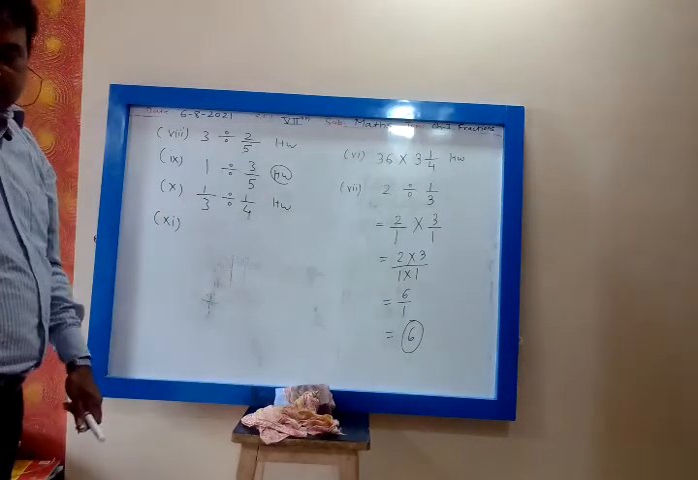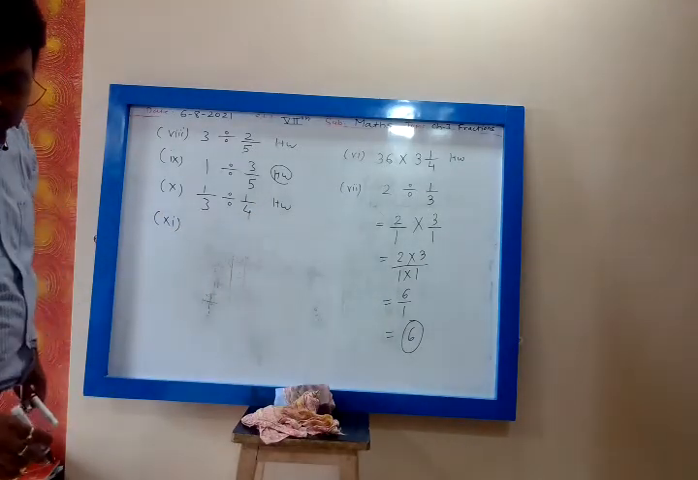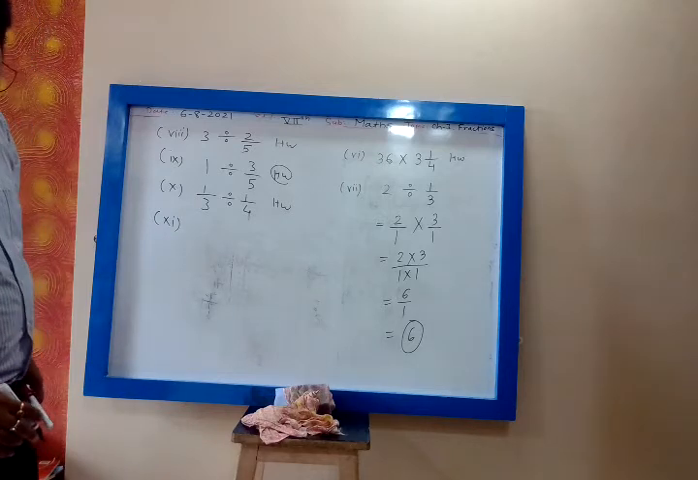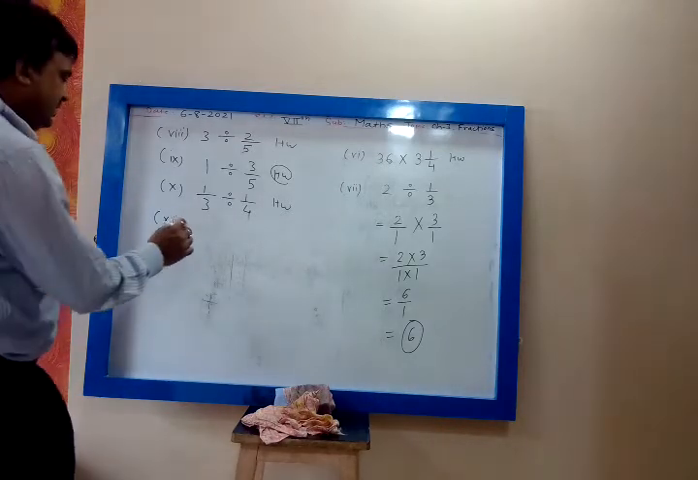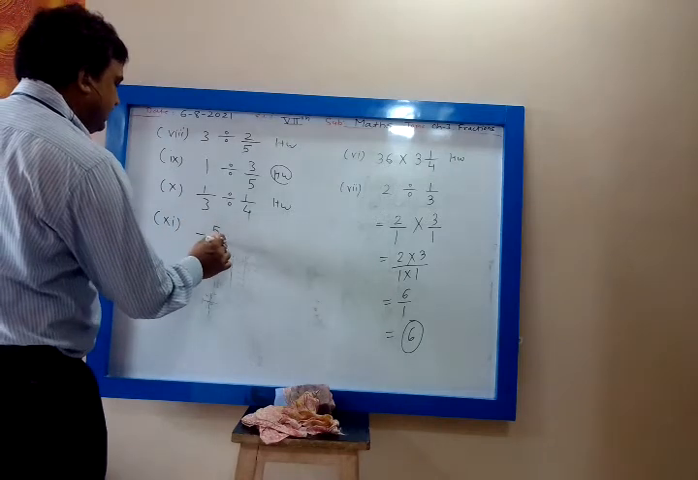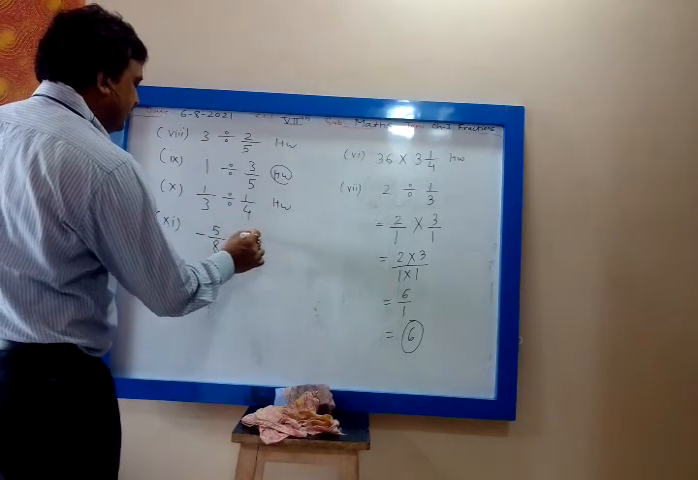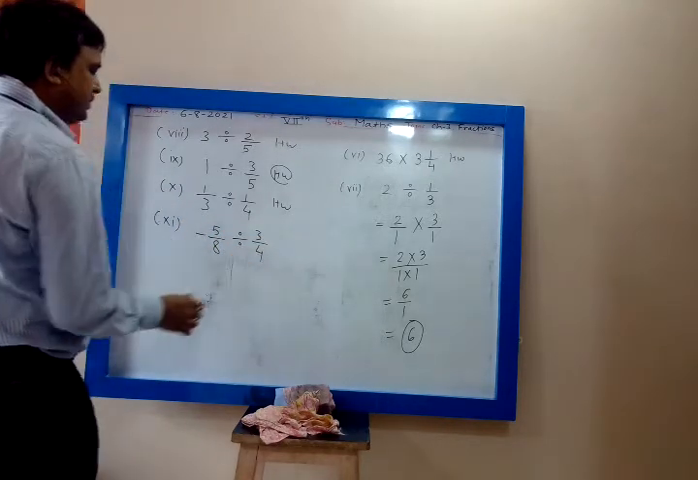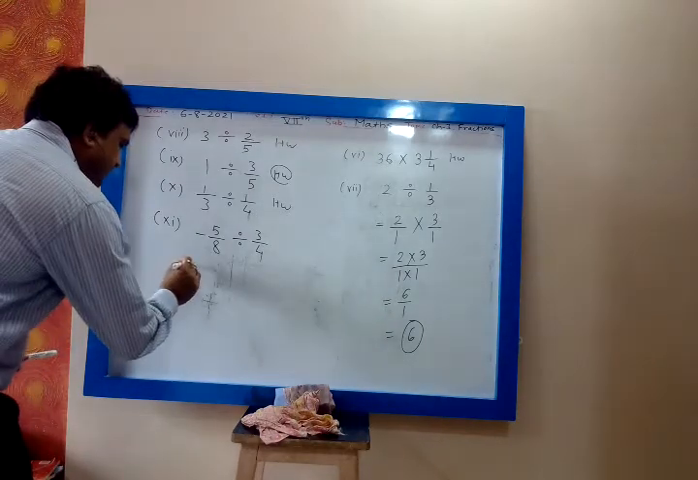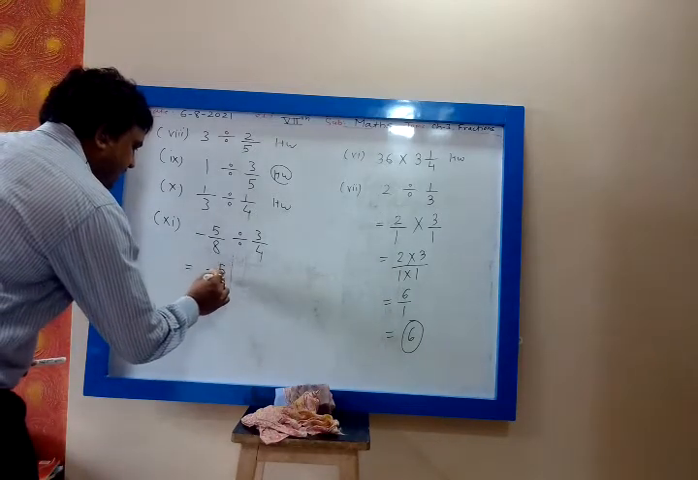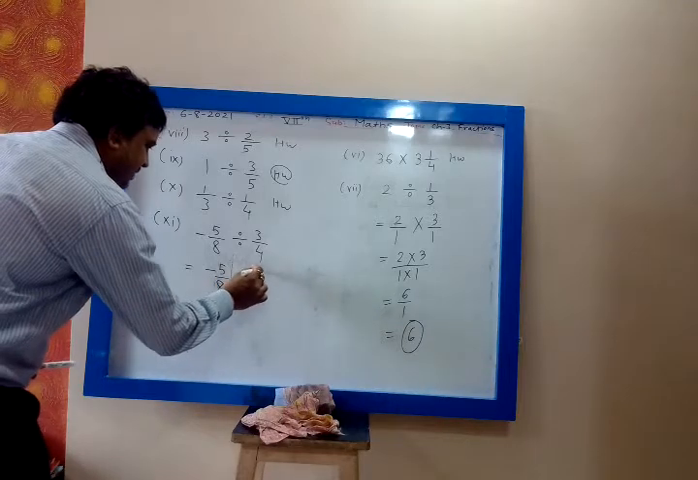Then 11: minus 5 by 8 divided by 3 by 4. What will you write? You will write minus 5 by 8 multiplied by 4 by 3, no?